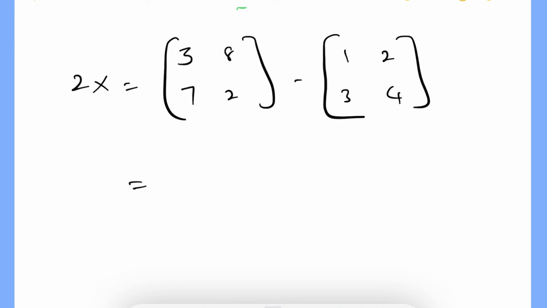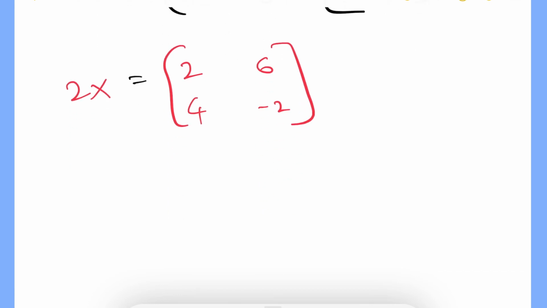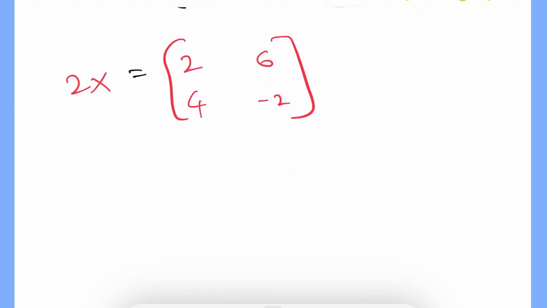3 minus 1, 2. 8 minus 2, 6. 7 minus 3, 4. 2 minus 4, minus 2. This is the value of 2X. But we want only the value of X. So to get the value of X, every element of this matrix we need to divide by 2.